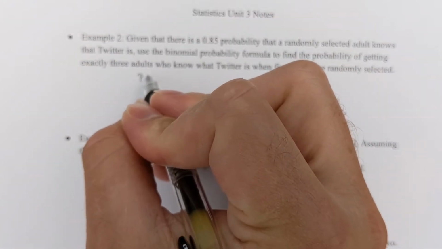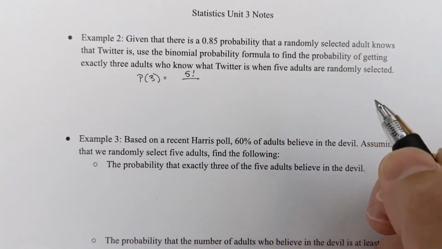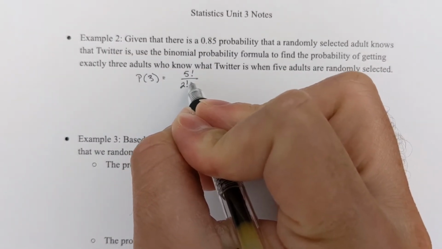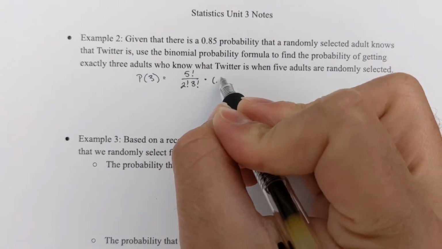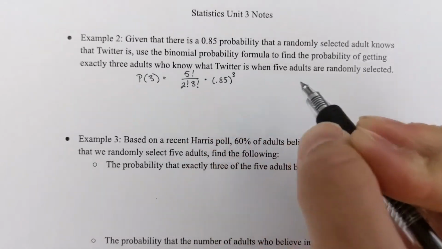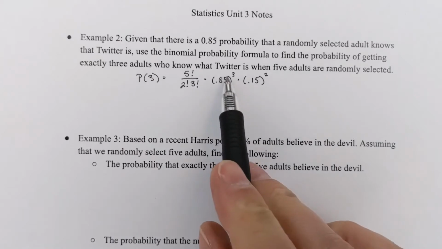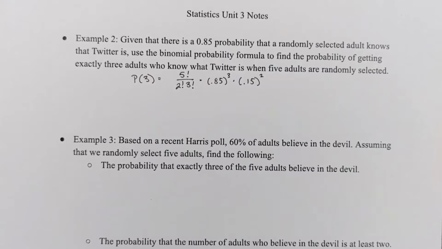So my formula, the probability for 3 is n, so there's 5 people, and then it's n minus x, so that's the difference, 5 minus 3, so 2 factorial, and then x, times the probability of success, I want 3 of them, times the probability of failure, which I need 2 of. Note these exponents should add up to however many trials you have. So since I have 5 people, 3 plus 2 is in fact 5. So that's a quick way to check to make sure your exponents are correct.